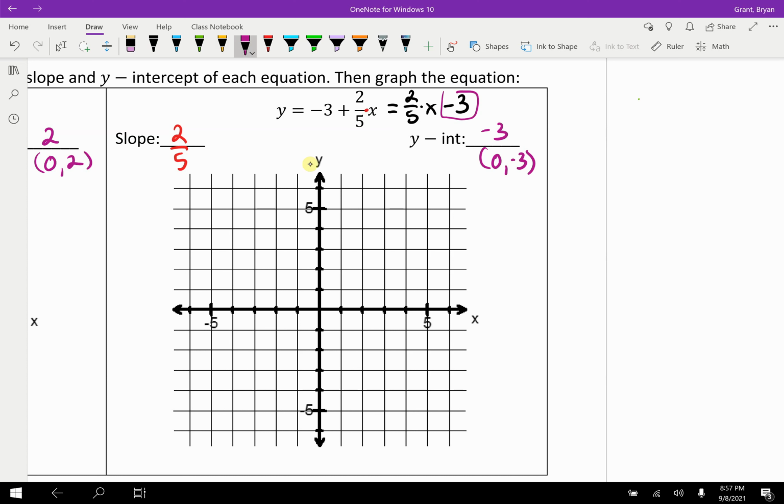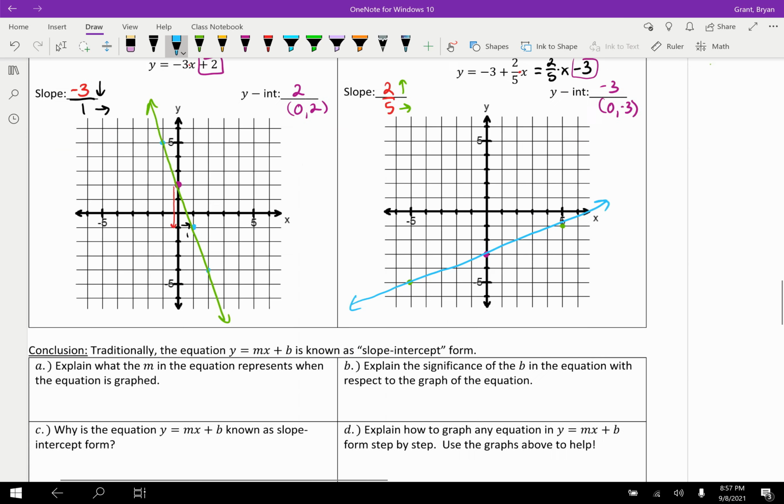0, negative 1, 2, 3 is right here. And then our slope. Our slope tells us to go up 2, to the right 5, up 2: 1, 2, 3, 4, 5. Or I could go the other way, left 5, down 2, continuing the pattern, 1, 2, 3, 4, 5, down 2. And we can connect these to go ahead and make our line. So hopefully this isn't too terrible, right? We're just using two parts of our equation, the slope and the y-intercept, and graphing.